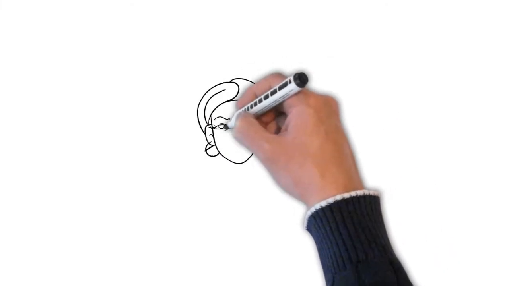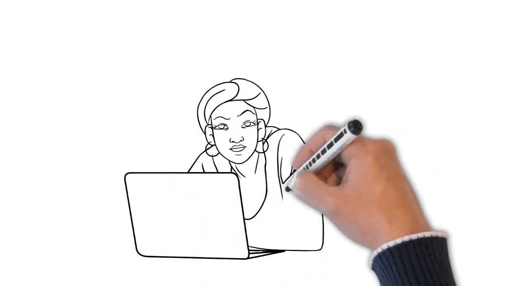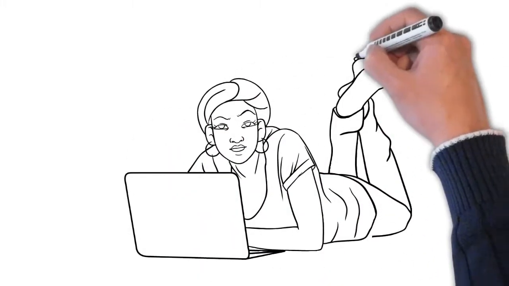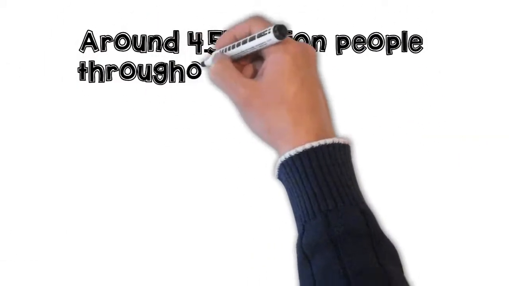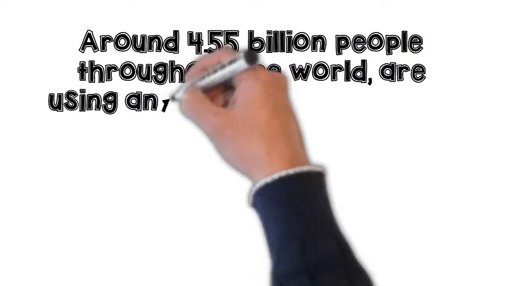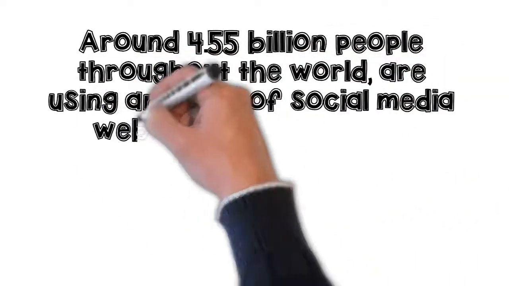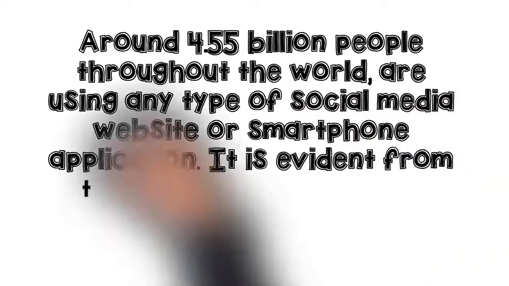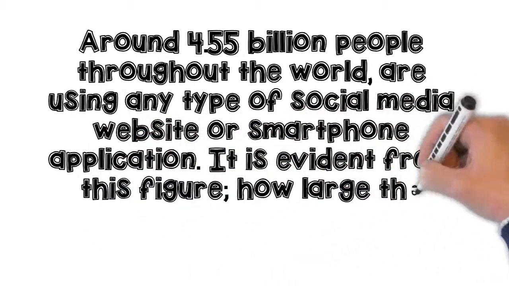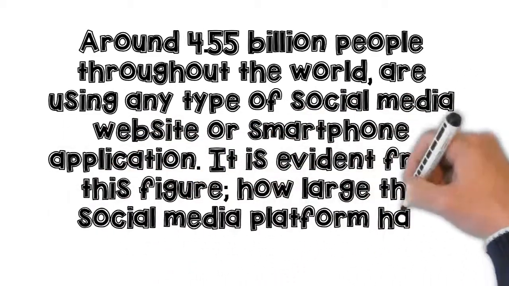Then you can provide details of the context of your argument or subject while familiarizing the reader with your content. In the social media example, you can write, around 4.55 billion people throughout the world are using some type of social media website or smartphone application. It is evident from this figure how large the social media platform has become.